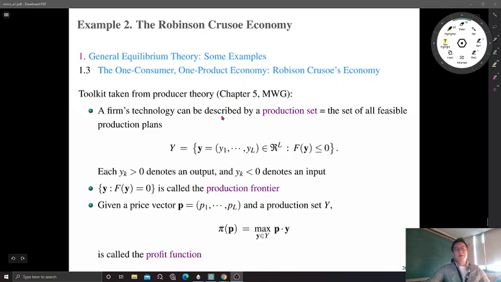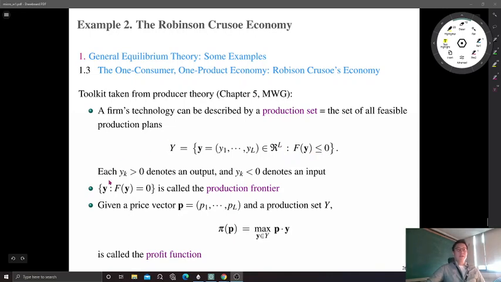So we can describe a firm's technology with a production set. The production set is defined as the set of all feasible production plans. So that is the set of vectors, a vector of goods, here from y1 to yL, such that f of y should be lower than or equal to 0. Okay.